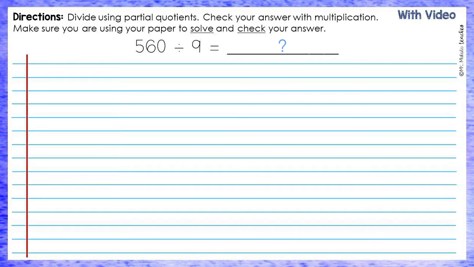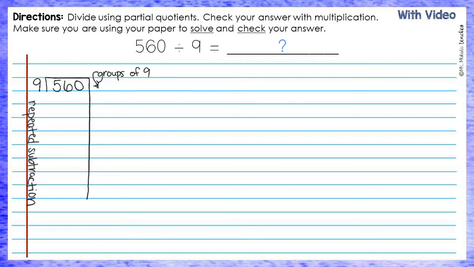using partial quotients. On the left side of your paper, write 560 divided by 9. In order to stay organized, go ahead and draw a line down from your division sign. On the left side of the line, we will be doing repeated subtraction. On the right side of the line, we will be figuring out how many groups of 9, our divisor, we can take out of 560.